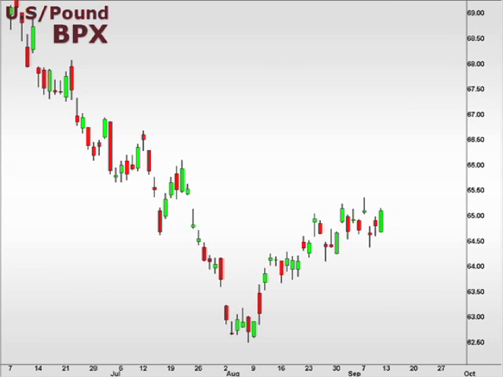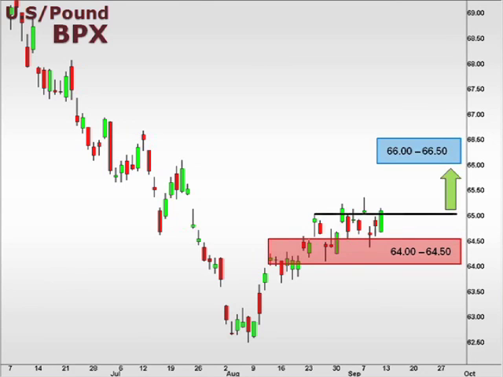Well, the BPX, the U.S. versus the Great British Pound, seems to be still finding support above the 64.5 focal zone. Now, a break above 65 opens the window for a push towards that 66.5 box.